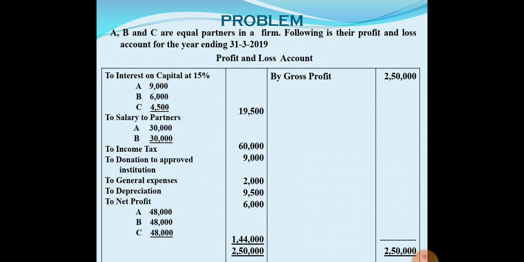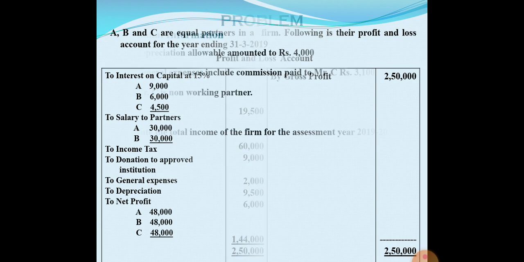A, B and C are equal partners in a firm. Following is their profit and loss account for the year ending 31/3/2019. On the debit side of the profit and loss account, interest on capital at 15%. According to the income tax rule, this is allowed up to 12%. Salary to partners, income tax, donation to approved institution, general expenses, depreciation and net profit. On the credit side, they have given the gross profit.